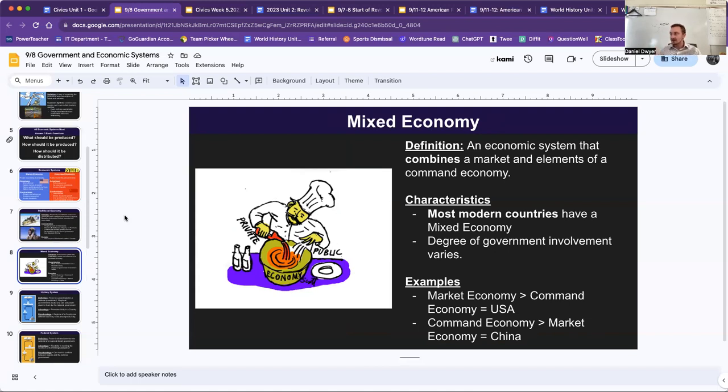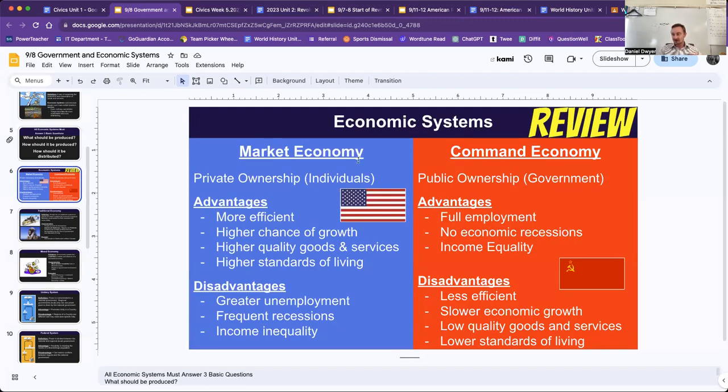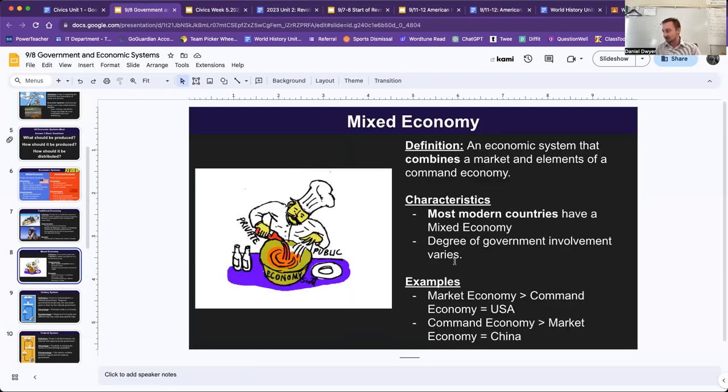Definition: an economic system that combines market and elements of a command economy. Characteristics: most modern countries do have this. Okay, so if we go back to this market economy, not everything in the United States is private ownership, right? There are some government bodies that do a lot of things in our economy. So we're not a pure market economy, neither is China a pure command economy, right? So most are going to be mixed, where there is some government involvement.